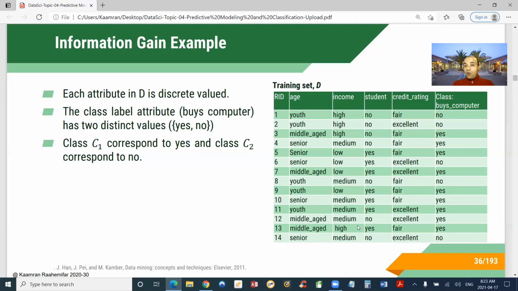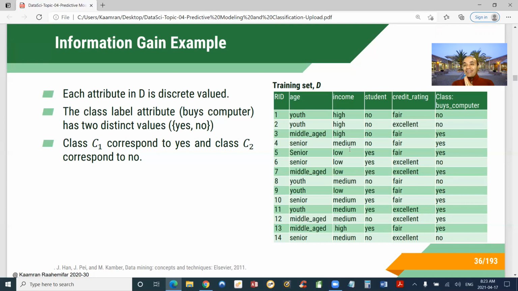So it is youth, medium, yes, a student, fair credit rating. Does this person buy the computer or not? Now, I don't want to go into the detail, as we are going to go into the detail in a moment. You will see what it is. But the idea is this.